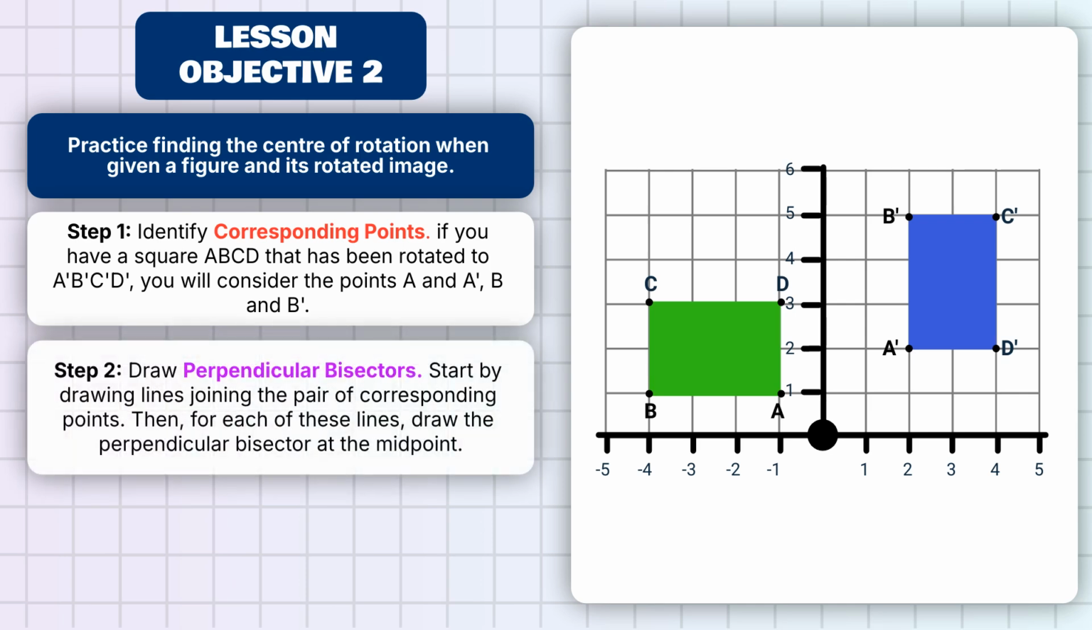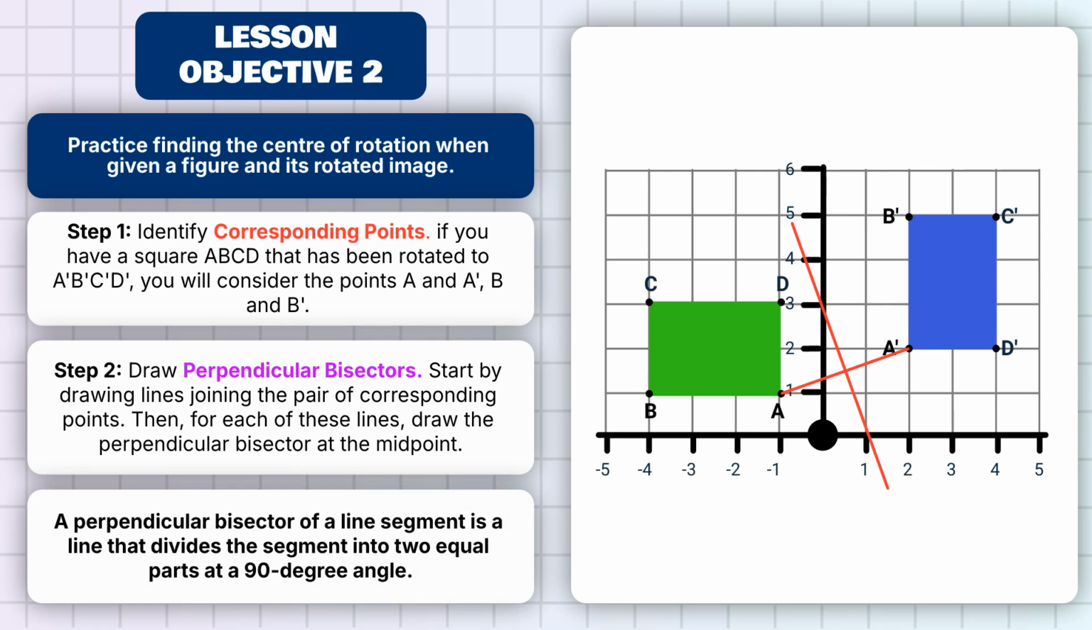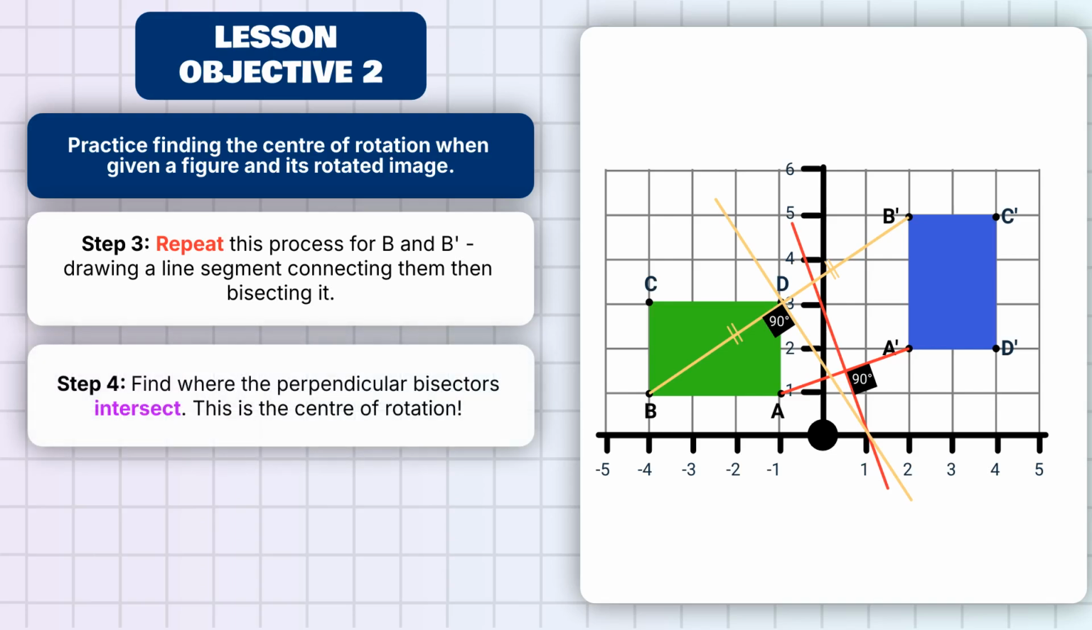Step 2. Draw perpendicular bisectors. Draw a line joining each pair of corresponding points. Let us start by connecting A and A prime. Then, for each of these line segments, draw the perpendicular bisectors. A perpendicular bisector of a line segment is a line that divides the segment into two equal parts at a 90-degree angle. Step 3. We repeat this process for B and B prime, drawing a line segment connecting them, then bisecting it. Step 4. Find the intersection.